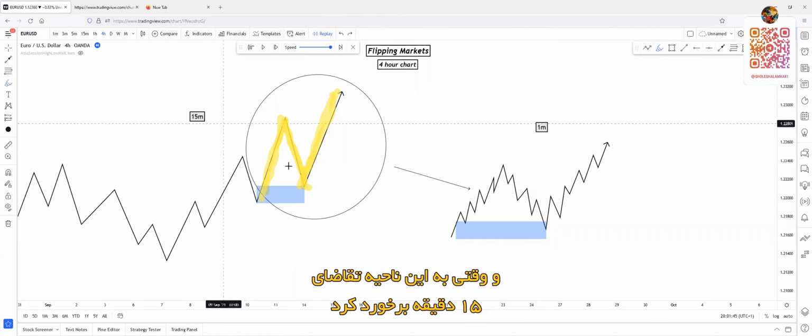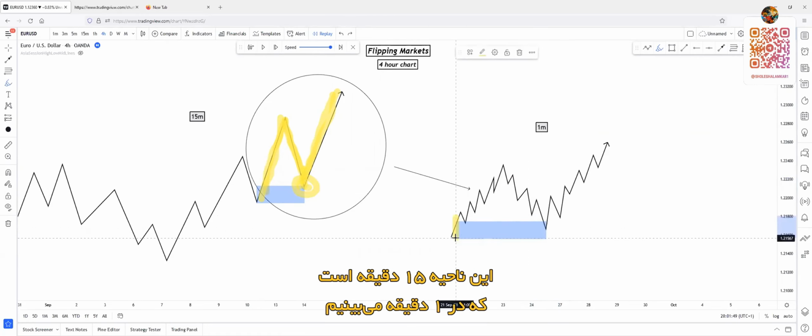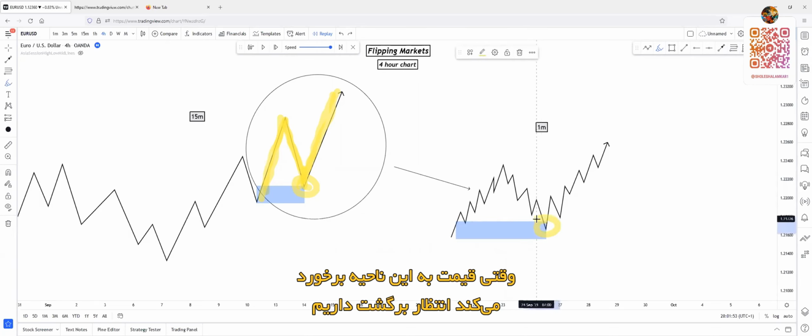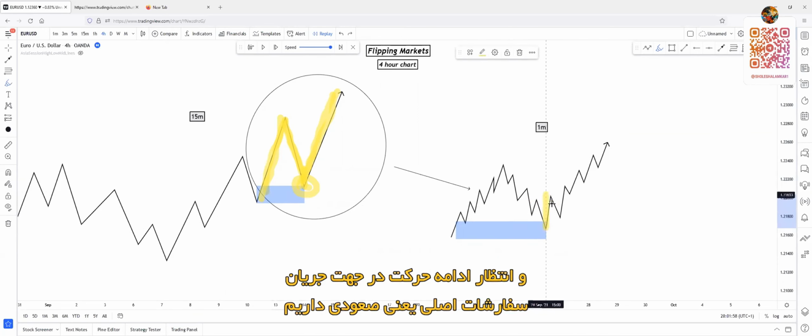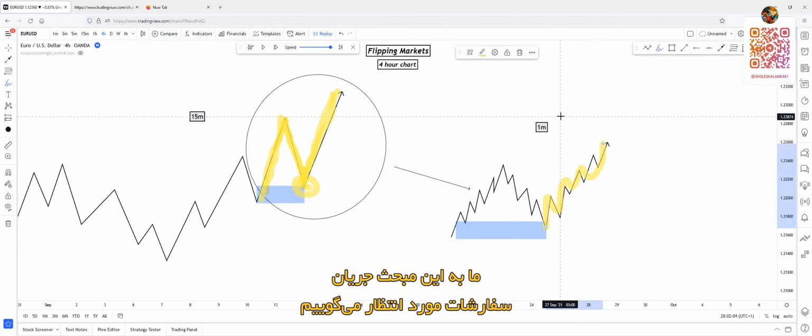And as soon as price taps this 15-minute demand zone, here and here, so this zone is the 15-minute zone drew on the 1 minute. So as soon as price taps this zone, we can expect some reversal, change of character to the upside, and the continuation of the original order flow, which is bullish. So this is what we call the expectational order flow.